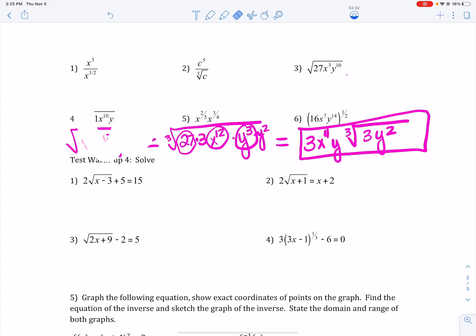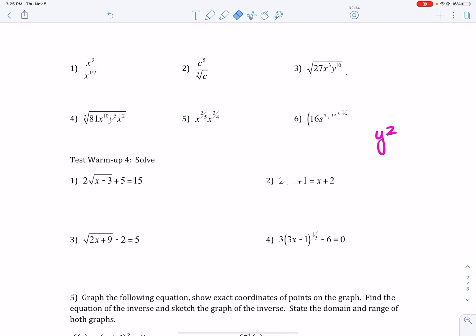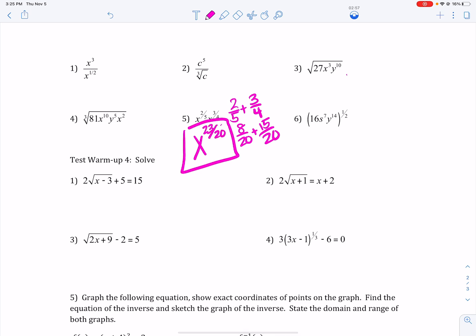Okay, so if I look at the next one, this is exponential form. You're multiplying, so can't I just add my exponents? So up here, I'm going to do 2/5 plus 3/4. My common denominator would be 20, so this would be 8/20 plus 15/20. Add that together and it's 23/20, and I'm done. I can leave it like that because the original problem was given to me in exponential form, so I'll leave it in exponential form.